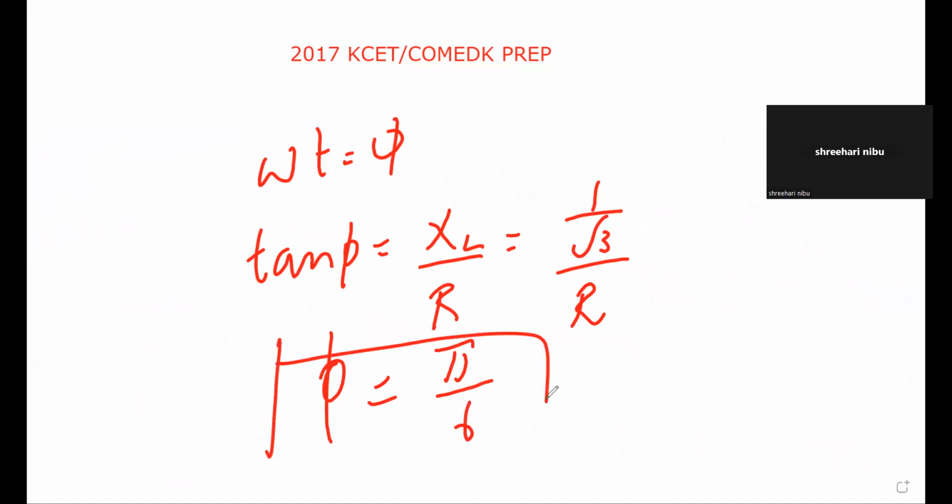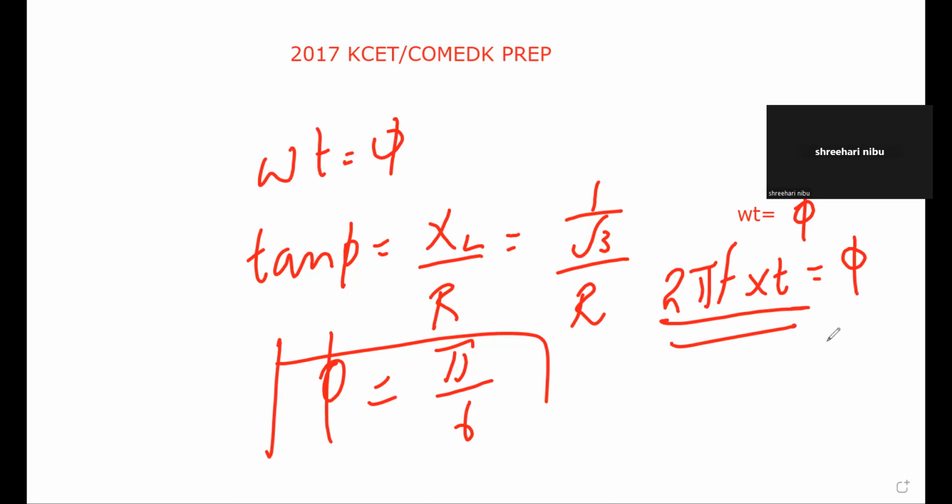And we know the relation, omega t is equal to phi. Let me just write it here. Omega t is equal to phi, right? So omega t is equal to phi. Omega is nothing but 2 pi f. 2 pi f into t is equal to my phi.